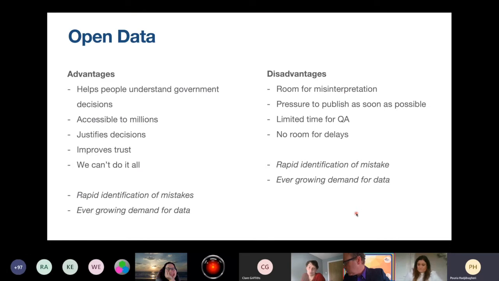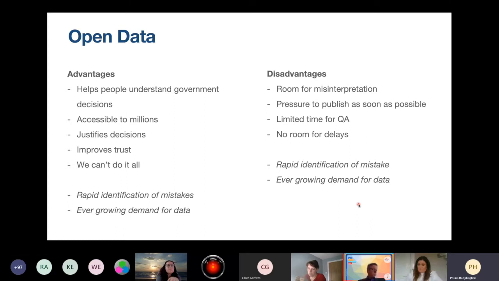So there are advantages and disadvantages associated with open data and this level of transparency, of course. The advantage is that it helps people understand government decisions. It justifies them. It makes the data accessible to millions of people, and it improves trust in decisions, in processes that are in place. And the fact that we can't really do it all, so no matter how good we are at what we do and how fast we do things, we still can't do it all. We can't possibly notice everything that goes wrong at every moment.